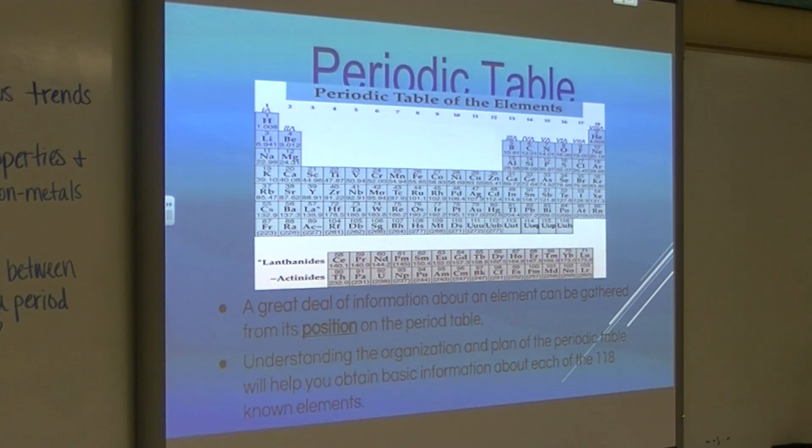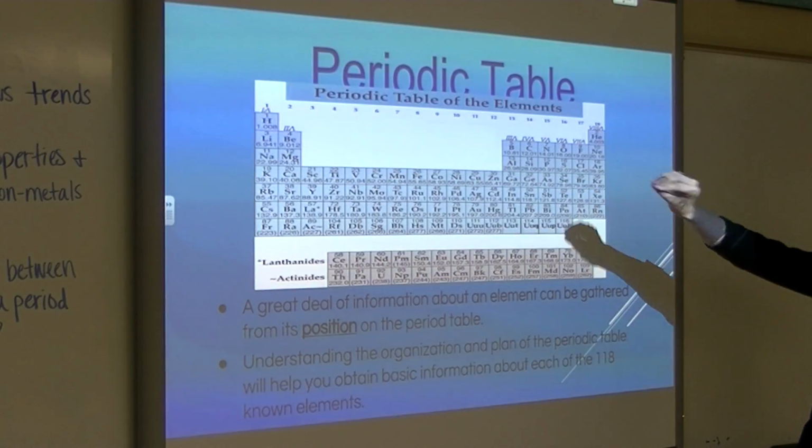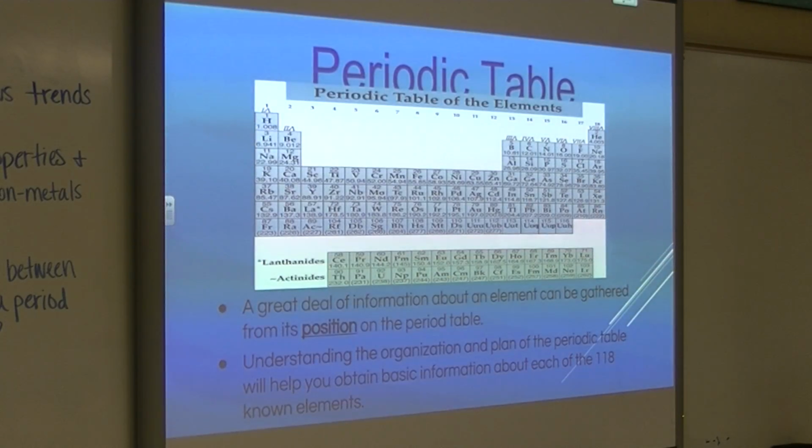Okay, so a great deal of information about an element can be gathered from its position on the periodic table. So we've talked about what information we can get from each individual element based on its atomic number and its atomic mass. But its position on the periodic table also gives you a lot of information. So we're going to talk today about metals versus nonmetals, but tomorrow we're going to talk about groups or families and periods on the periodic table, and they give you even more information.